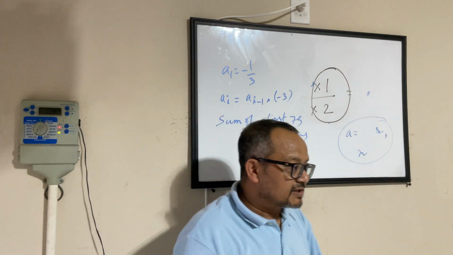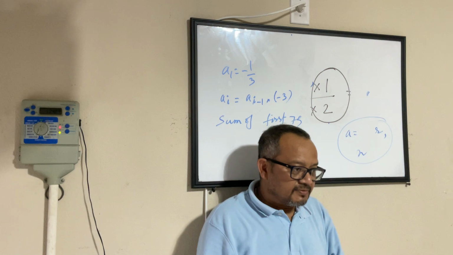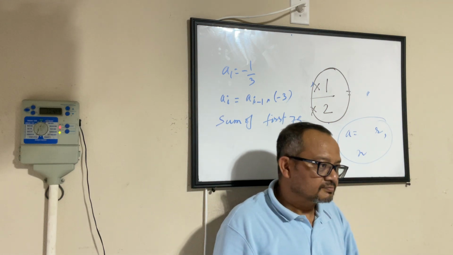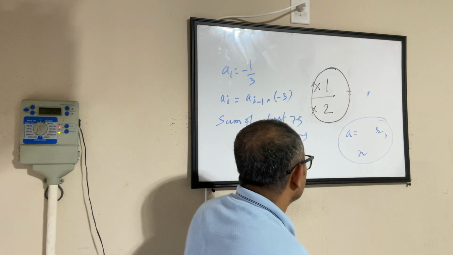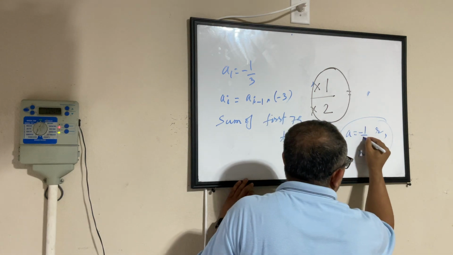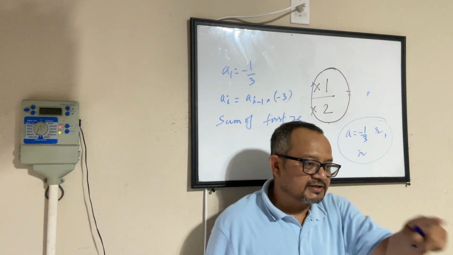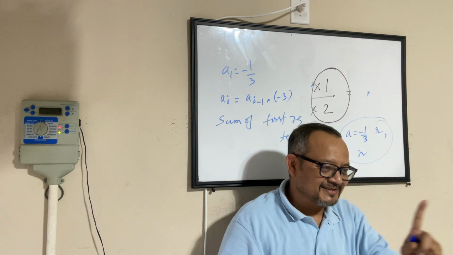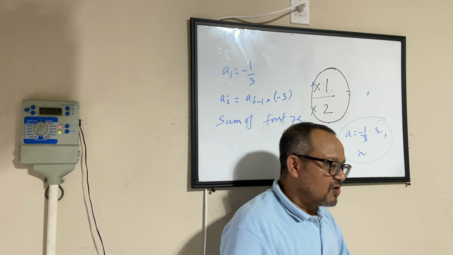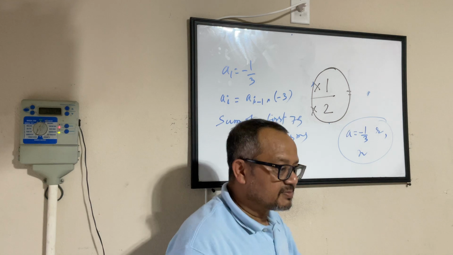Now, from this, what is the value of a? What is my first term? First term is negative 1 over 3. Okay. What is my common ratio? Let me get it from the screen. What is the common ratio that you see from this problem?